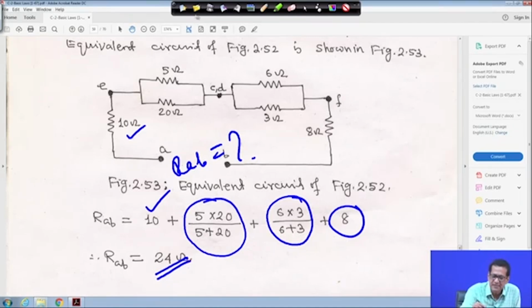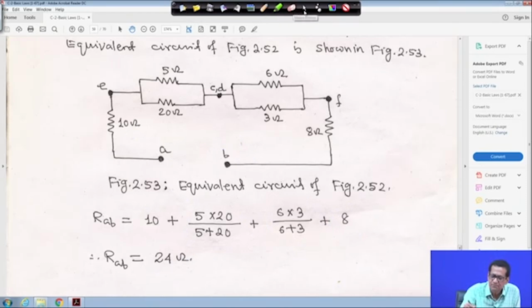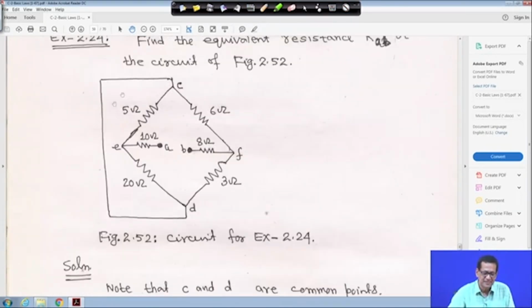Only thing is that if you look at the problem, you have to see that this C and D is actually a short circuit, it is bunched together. It is a common point, because no other electrical elements are there.